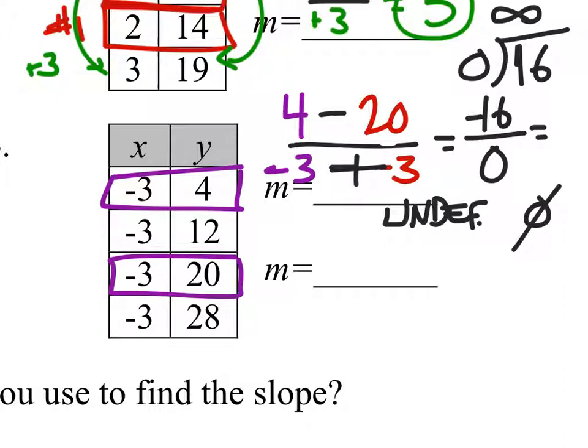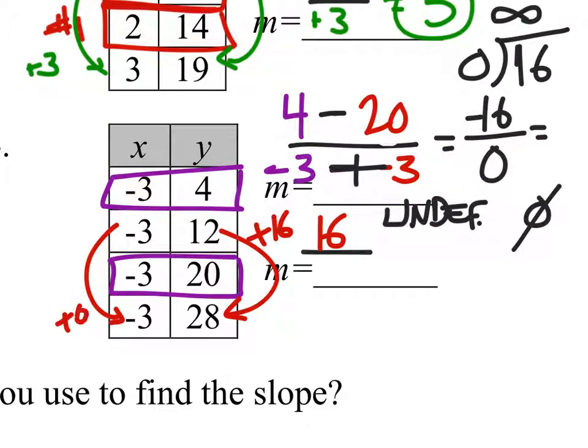With these, now we've got to do the rainbow method. We'll use the other 2 points. So this will be a fraction. How far is it from 12 to 28? You'd add 16, right? How far is it from negative 3 to 3? 0. 16 over 0 we already saw, undefined.